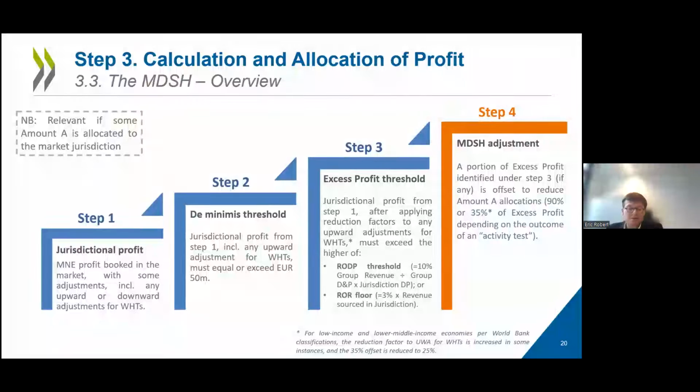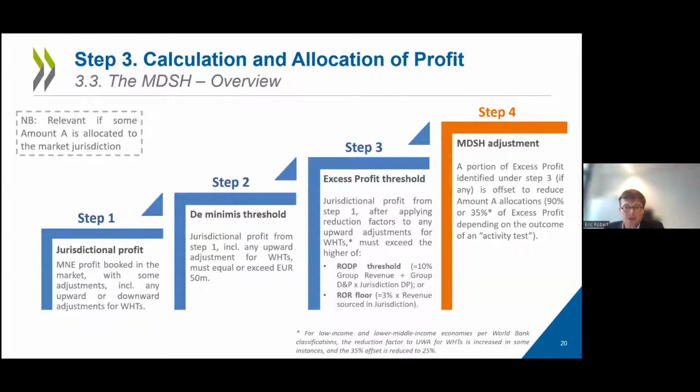Well, there are actually two thresholds, with a primary metric within those thresholds, which are here on the screen shown in bold. The RDP threshold, which is really the primary metric. So it's a return on depreciation and payroll. And we'll come back to that, but it's the same metric that we apply for the purpose of the MDSH here, but also for the purpose of elimination of double taxation.